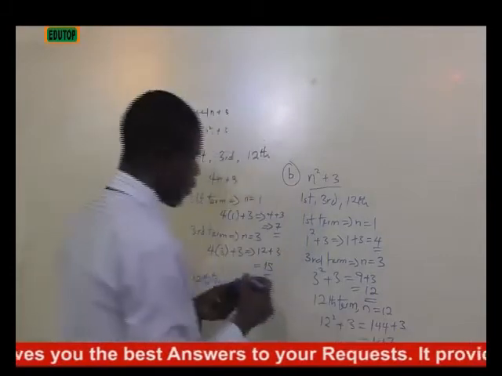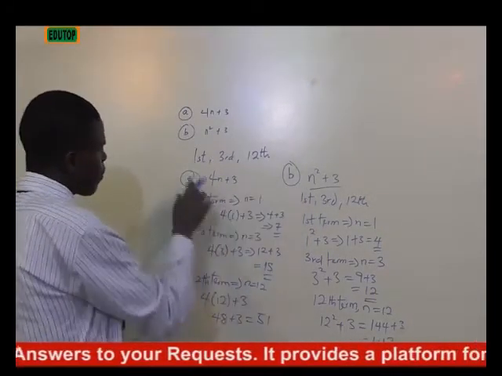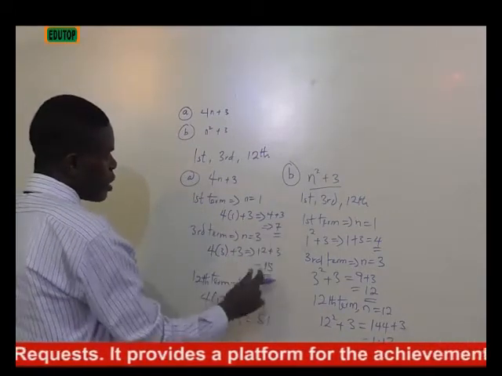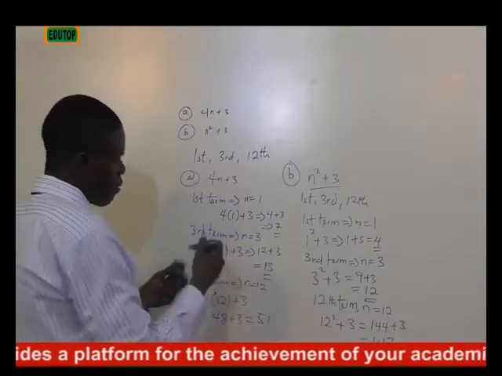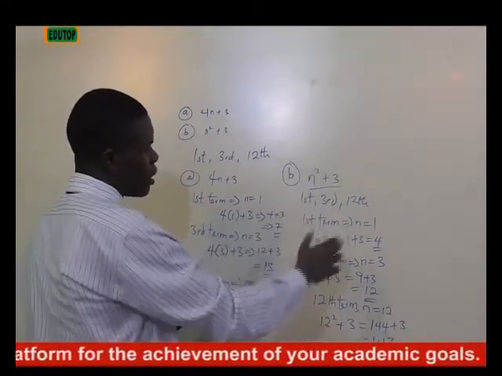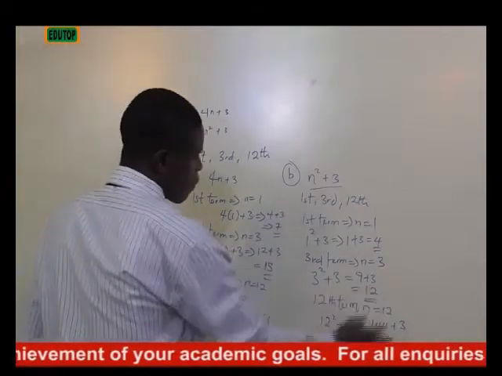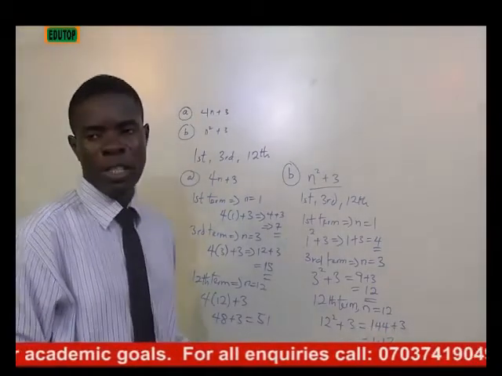So that means for the A part, 4n plus 3, the first term is 7, the third term is 15, while the 12th term is 51. For the B part, which is n squared plus 3, the first term is 4, while the third term is 12, and the 12th term is 147.